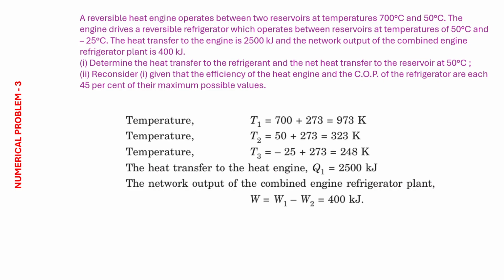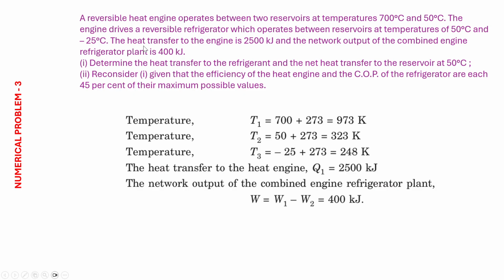While going for a somewhat complex problem, which is worth 16 marks, as we discussed in the class, let me repeat the same problem. Here, the output of a reversible heat engine is connected to a reversible refrigerator. The heat engine operates between a reservoir of 700 degrees Celsius and 50 degrees Celsius, while the reversible refrigerator driven by the output of the heat engine is operating between 50 degrees Celsius and minus 25 degrees Celsius, right?